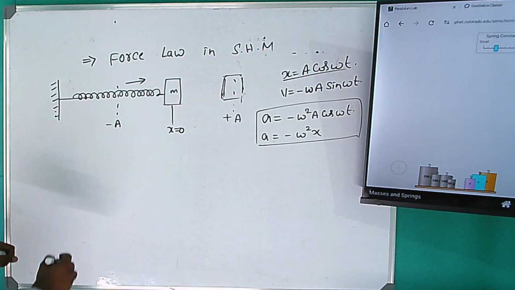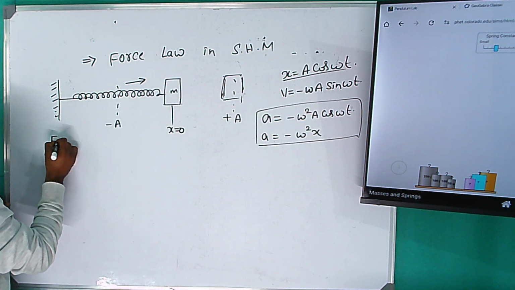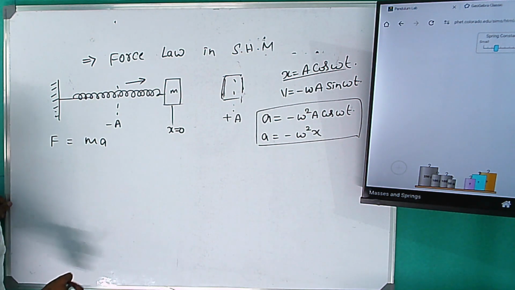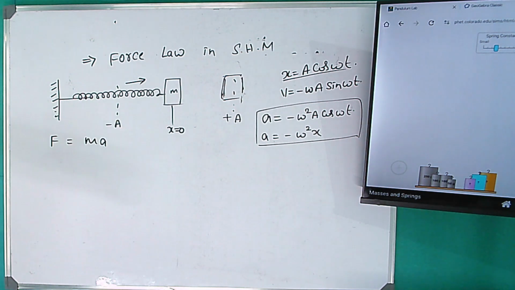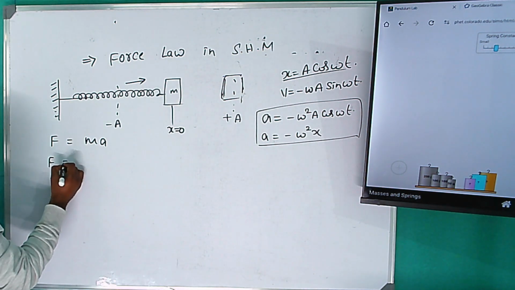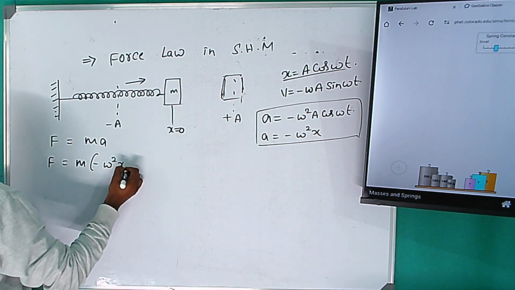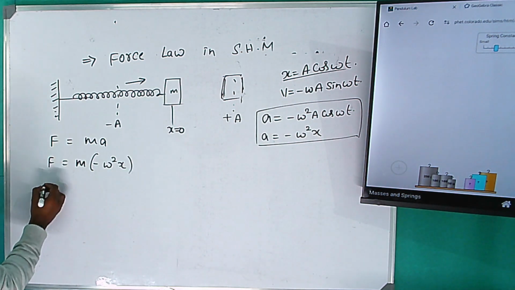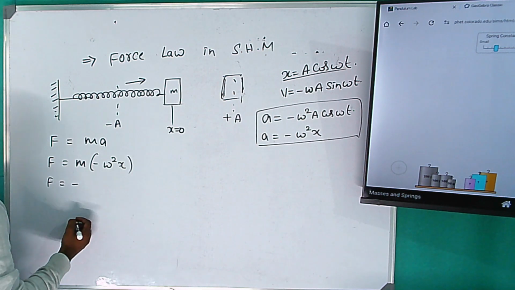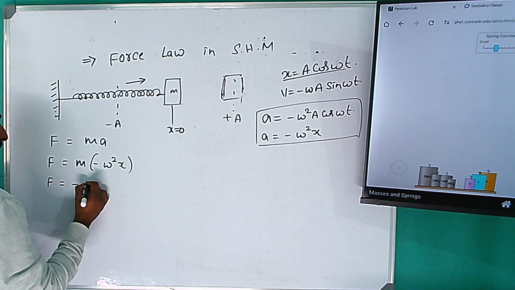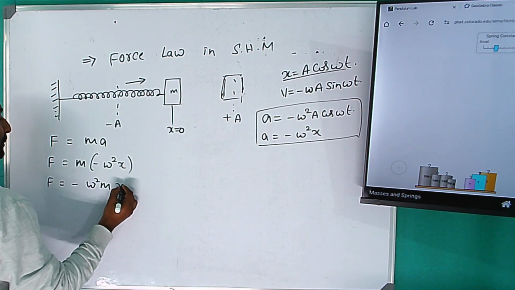Am I right? So according to Newton's second law, F is equals to ma, where m is the mass of the particle, a is the acceleration. The restoring force acting on the spring is given by ma. So F is equals to m into a can be written as minus omega square x, and F is equals to minus omega square into m into x.